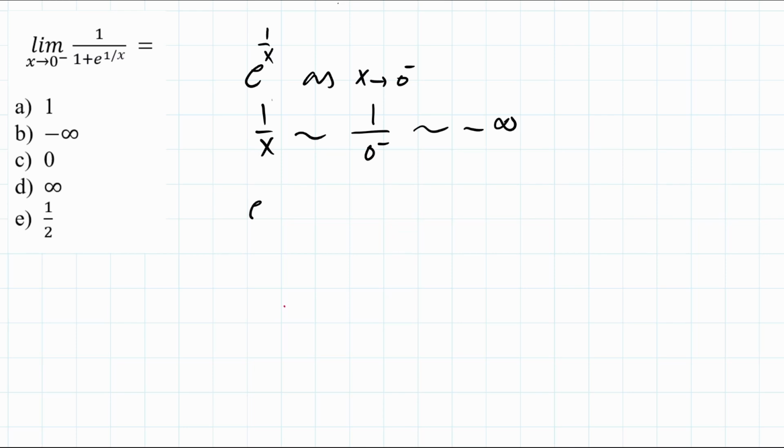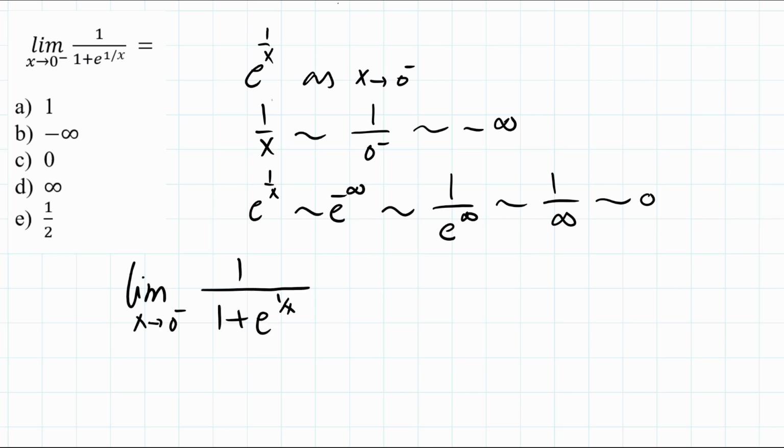Alright, therefore the quantity e to the 1 over x will behave like e to the minus infinity, which is very much equivalent to 1 over e to the infinity, and of course e to the infinity is infinity, so 1 over infinity is going to go to 0, right? So now we see that this limit is going to behave like 1 over 1 plus 0 as x approaches 0 from the left, and that is going to be 1, and the answer is just A.